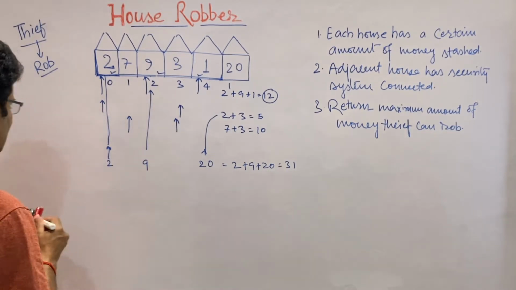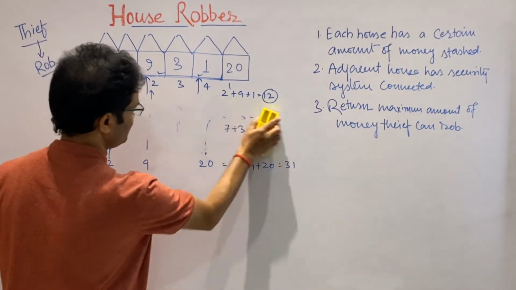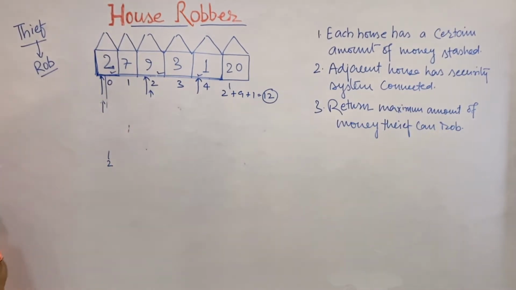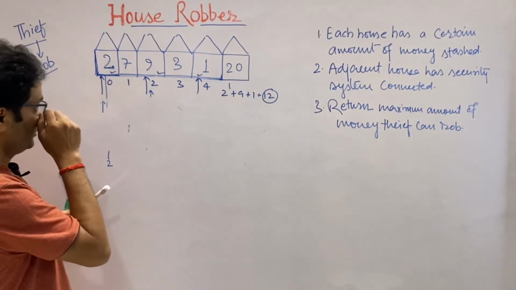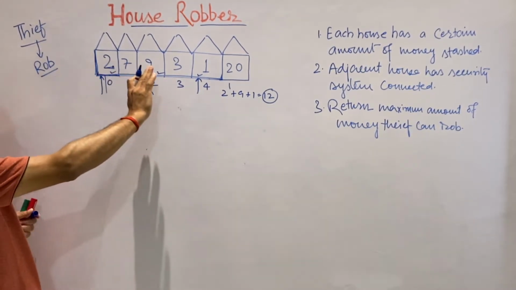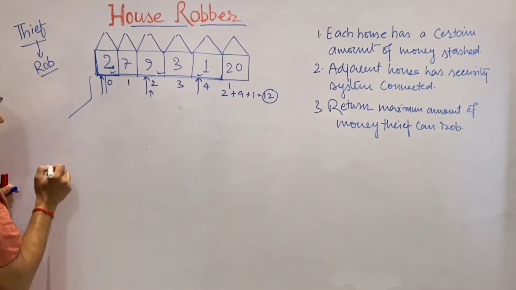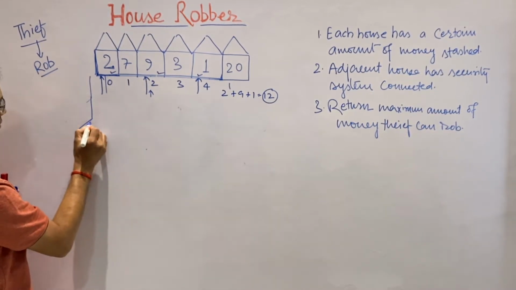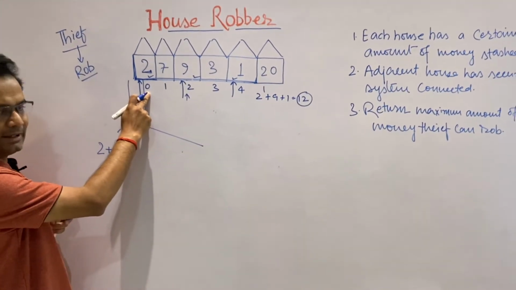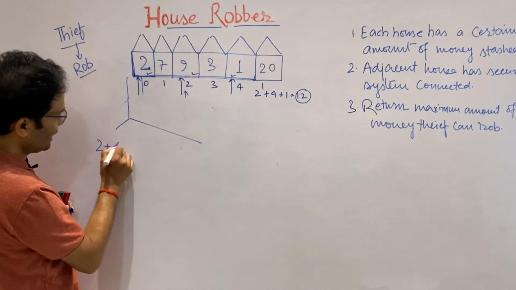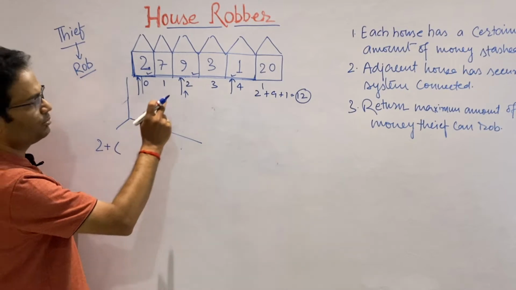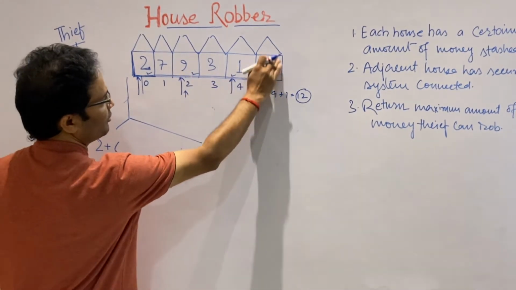So if you see, at each house the thief has 2 options. If you start from house 0, the thief is going to start the robbery. So here they have 2 options. Either they can rob house 0, get the amount of 2, and then they have the option to rob next, after robbing this house, either 9, 3, or 1, right, for the time being.